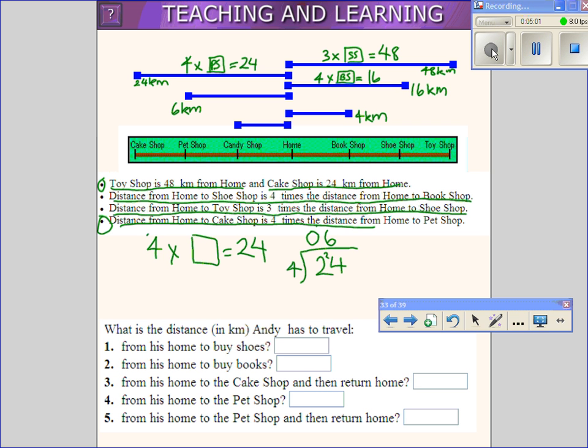Now, nowhere in my information does it talk about the candy shop, so I'm just going to leave that blank for the moment. And now I'm going to have a look at answering the actual questions to the problem. So you can see that there's many steps I need to do before I get to the questions. What is the distance in kilometres Andy has to travel from home to buy shoes? I know that the answer to that question is here. It's 16 kilometres.